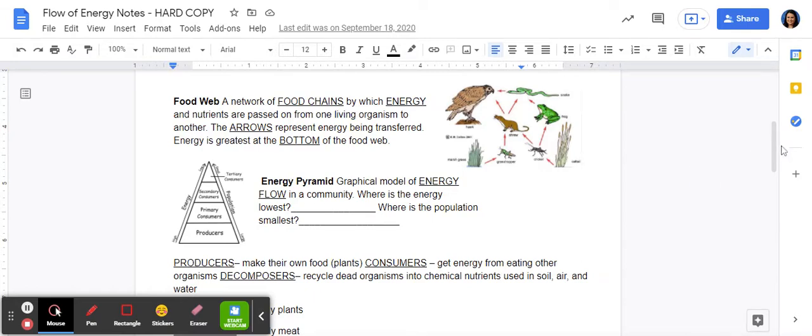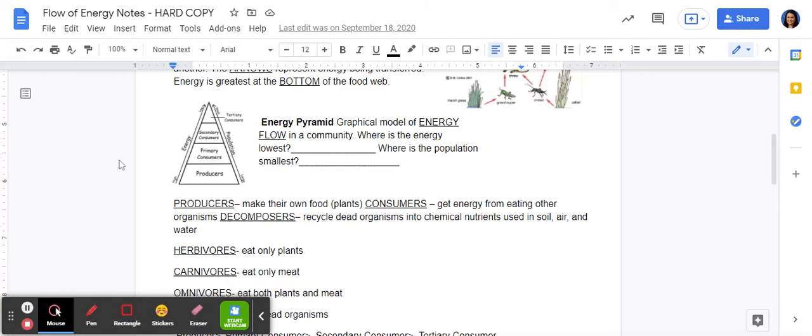Energy pyramid: it's a graphical model of energy flow in a community. Where is the energy the lowest? It's simple. It is where the population is the smallest and the smallest part of the triangle, so at the top.